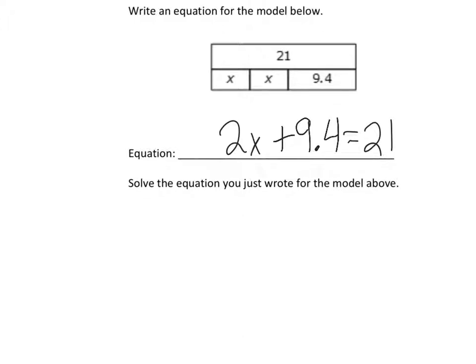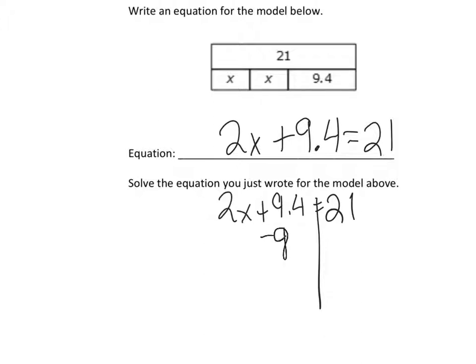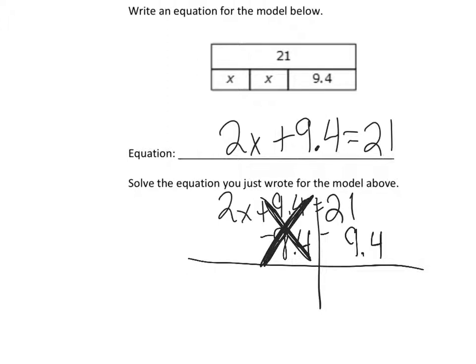Now I'm going to rewrite it down at the bottom so we can solve. 2x plus 9.4 equals 21. So the first step, draw the line down the equal sign. We're going to do the opposite of addition or subtraction. So since we have plus 9.4 here, we're going to do minus 9.4 right below it. What we do to one side, we have to do to the other. Plus 9.4 and minus 9.4, they cancel out. We're going to bring that 2x straight down.